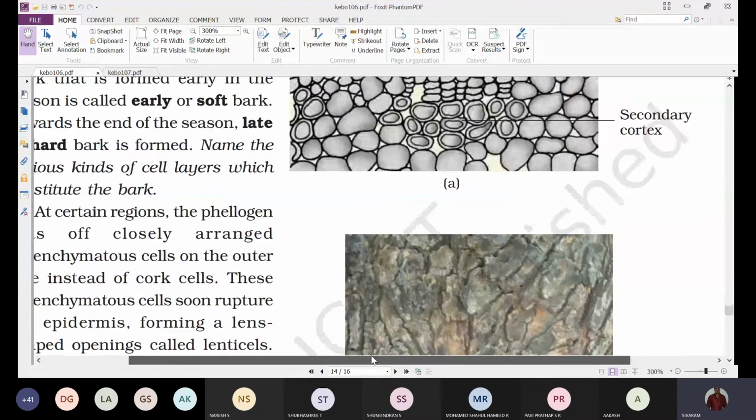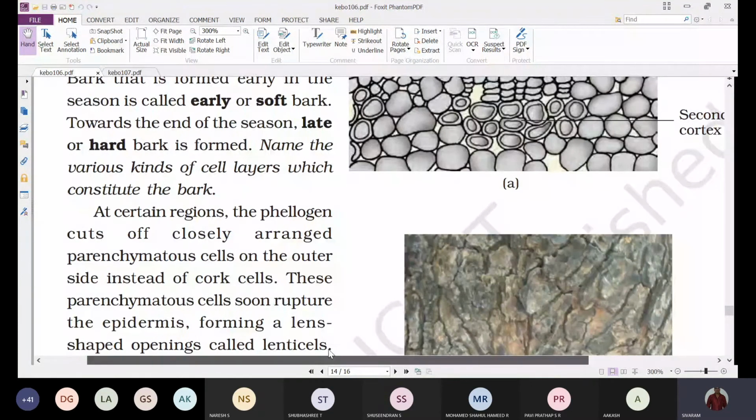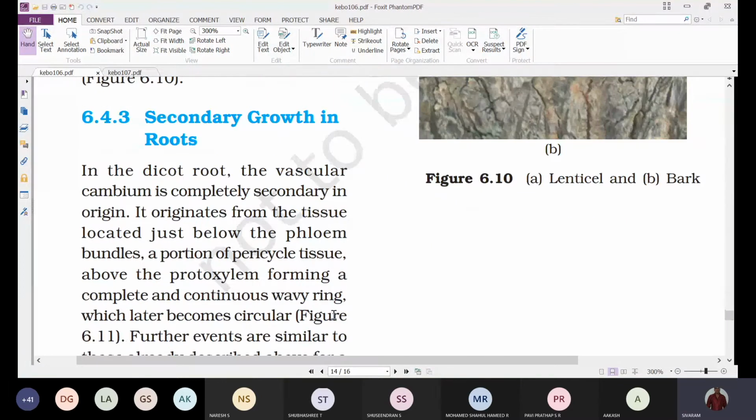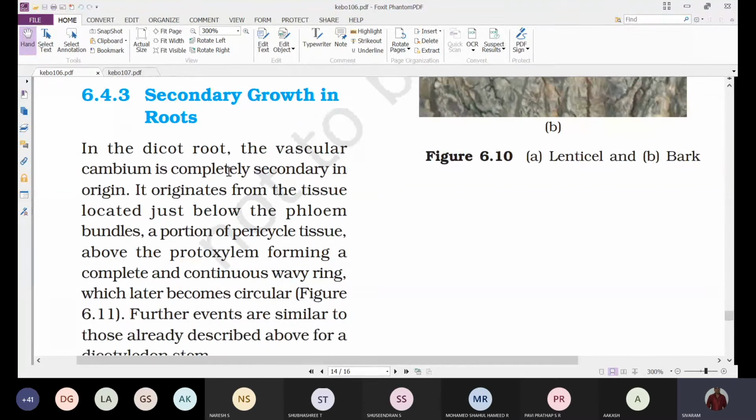Like how secondary growth takes place in a dicotyledonous stem, in a similar manner we can observe secondary growth in dicotyledonous roots also, which helps in increasing the girth of the root in dicotyledonous plants. How does this secondary growth occur in the dicot root? You have to remember that in monocot roots we don't find secondary growth. Only in dicotyledonous roots will we find secondary growth.